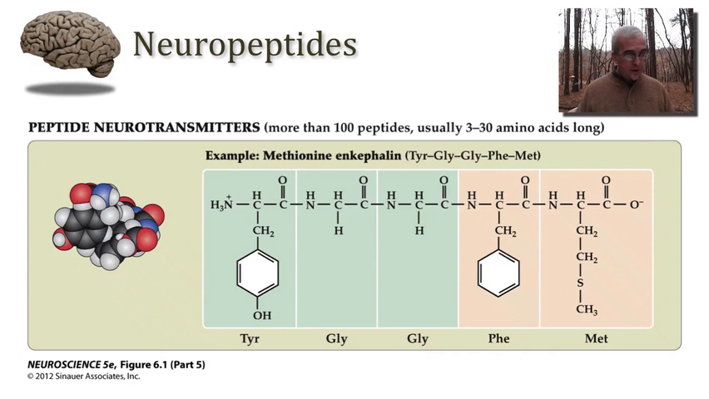Some of the important neurotransmitters in this category include what's shown here in this slide, the enkephalins. So there are a number of different enkephalins that are important. The enkephalins are opioids that have analgesic effects in the brain, and so these bind to receptors in various places, including the spinal cord. Other important peptide transmitters are substance P, which is very important in modulating the transmission of pain signals in the dorsal horn of the spinal cord.